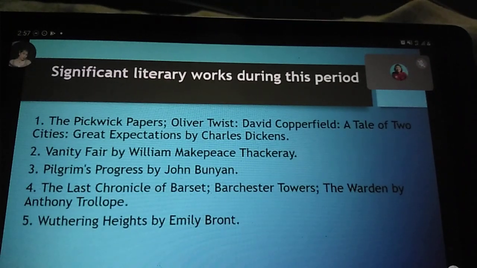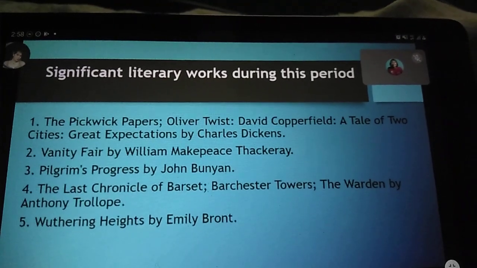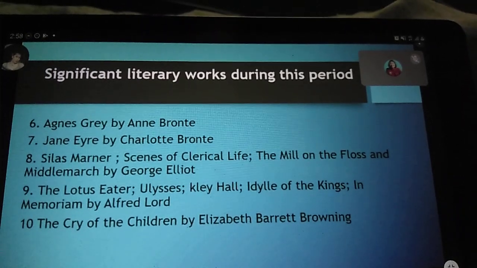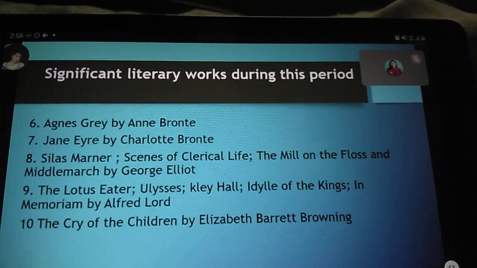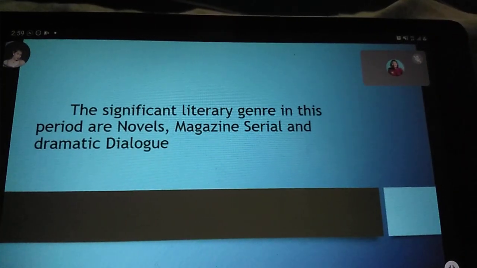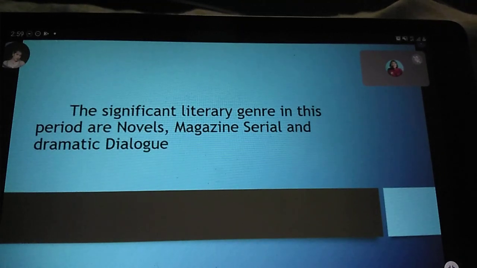Significant literary works during this period: The Pickwick Papers, Oliver Twist, David Copperfield, A Tale of Two Cities, Great Expectations by Charles Dickens, Vanity Fair by William Makepeace Thackeray, Pilgrim's Progress by John Bunyan, The Last Chronicle of Barset, Barchester Towers, The Warden by Anthony Trollope, Agnes Grey by Anne Bronte, Jane Eyre by Charlotte Bronte, In Memoriam by Alfred Lord Tennyson, and The Cry of the Children by Elizabeth Barrett Browning. Significant literary genres in this period are novels, magazine serials, and dramatic dialogue.